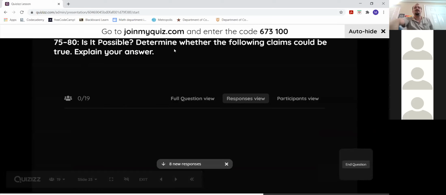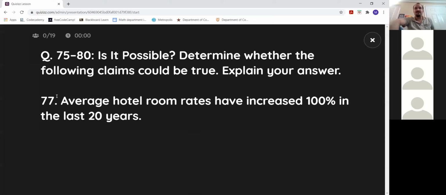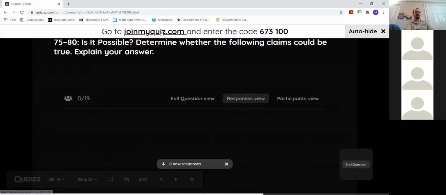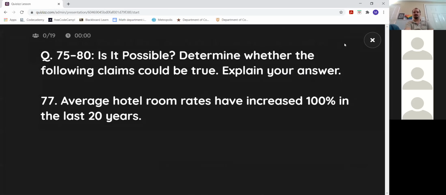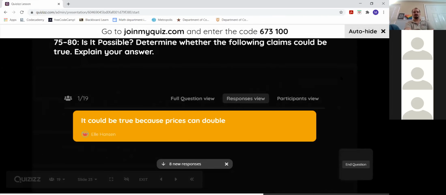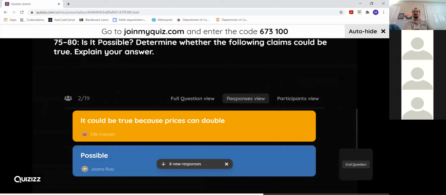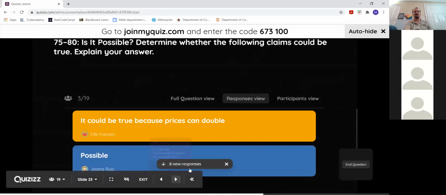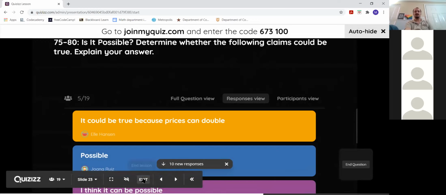Is it possible to determine whether the following claims could be true? Explain your answer. Average hotel room rates have increased 100% in the last 20 years. Is that possible? Can things go up 100%? Yeah, it's just the price doubling. If we go up 100%, we start out with, say, 50, and it's going to go to 100. Start out with a number, you basically double it, you're going up 100%.